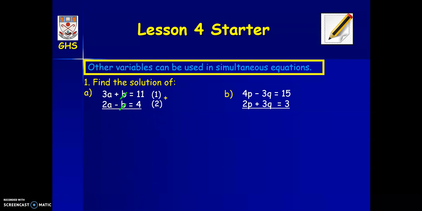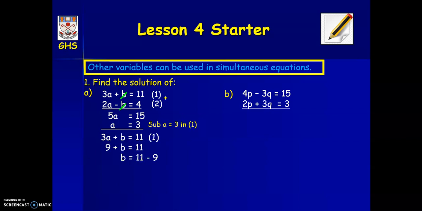That will give us a total of 5a, and that equals 15. Divide by 5, so that will be a equals 3. Once we know what a is, we substitute a equal to 3 into one of the original equations. Just choose whichever one you find easiest, so I'm going to choose equation 1. So 3a plus b equals 11 becomes 3 times 3, which is 9, add b, which is 11. So if we take the 9 over, b is 11, take away 9, so b is equal to 2. The solution, therefore, is 3, 2.